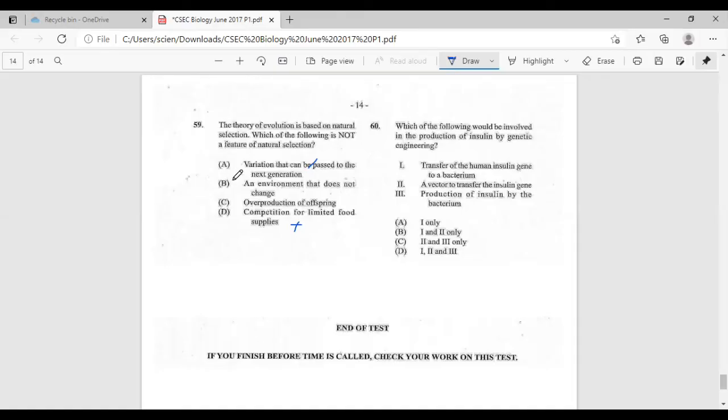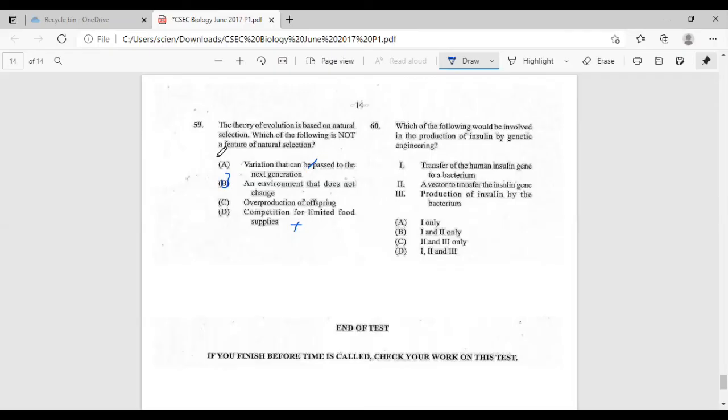So I would definitely go with an environment that does not change, because for natural selection to happen, there have to be some form of changes in the environment, and these new organisms will try to adapt. So whatever species was there before in that environment, because of changes in it, they will adapt and become a new species. So that's why B would have been the best option.